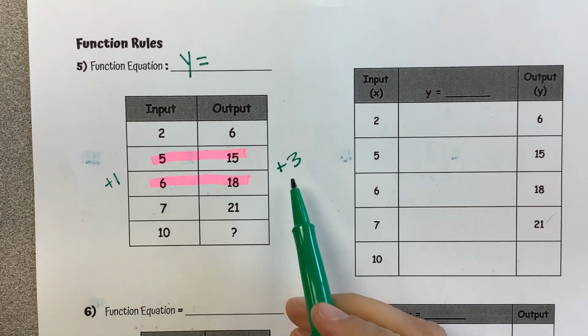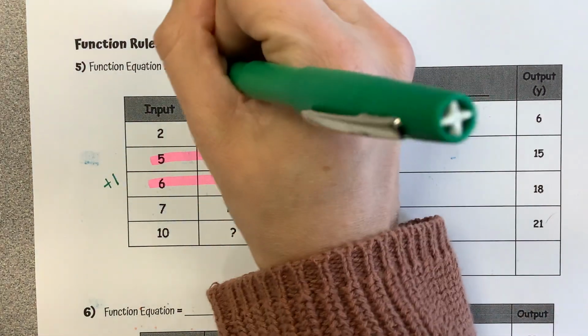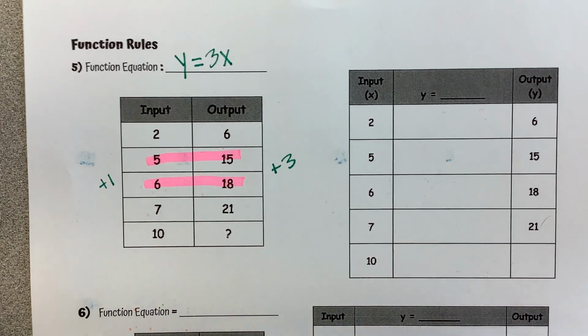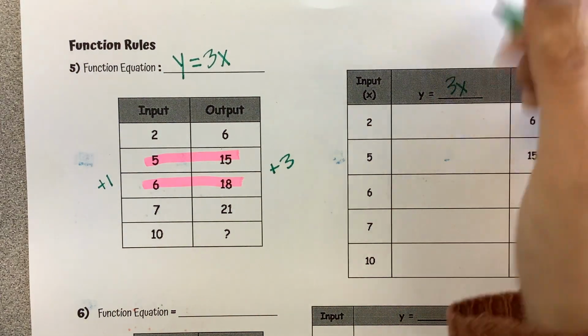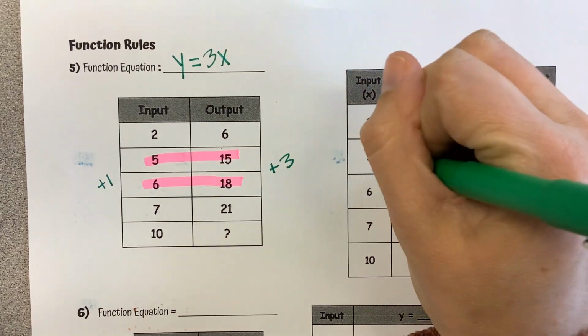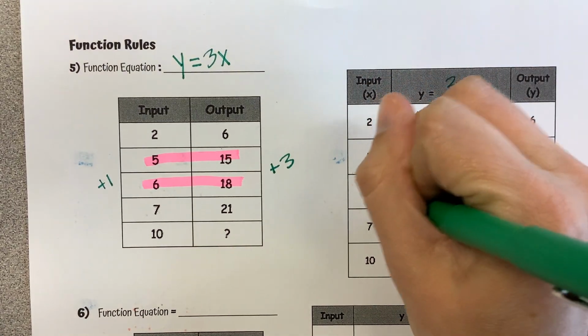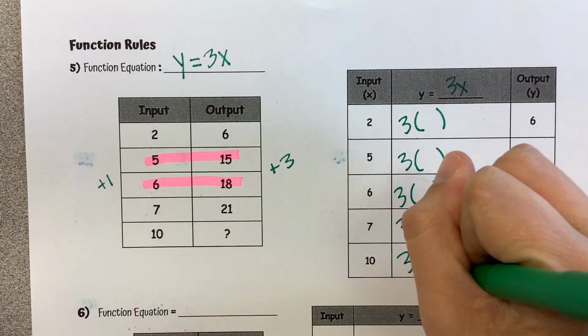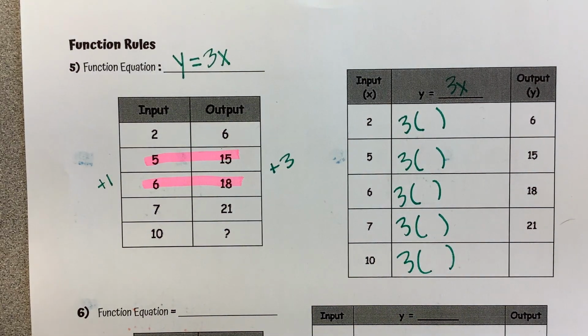So since it goes up by 3, where the x goes up by 1, that tells us that 3x is going to be in the equation. So we're going to plug it over here and see if it works. So we're going to do 3 times each input. So I did 3, and I'm going to plug in each input.